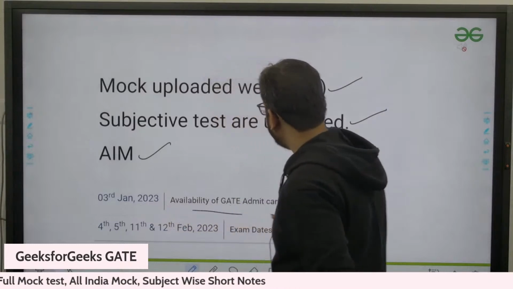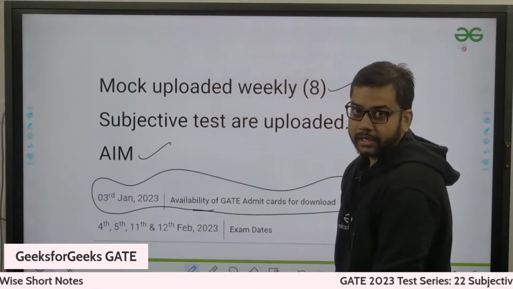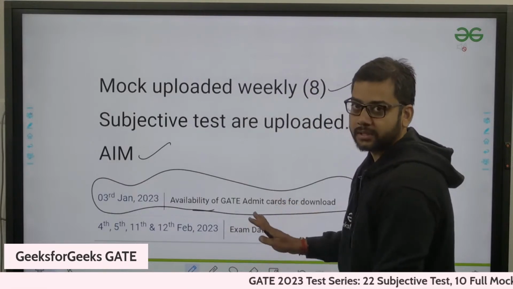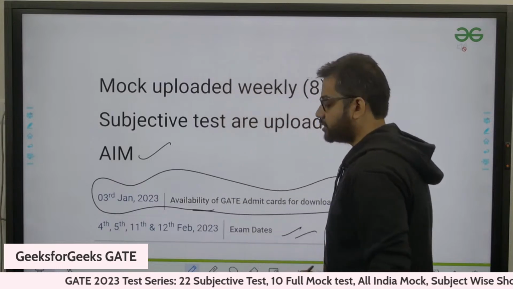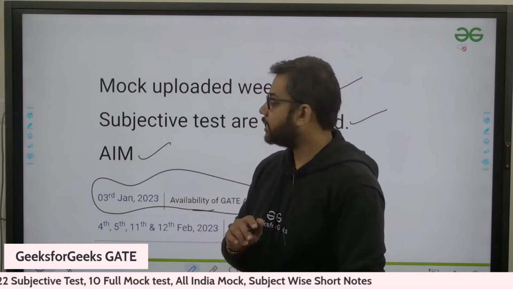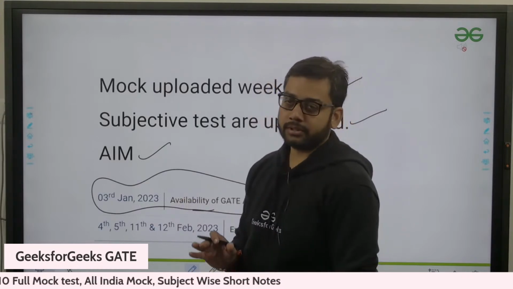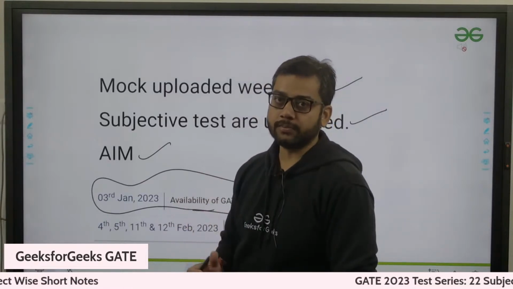This is the availability of the GATE admit card. You all know 3rd of January. So I think from now onwards only one month is left. Next, the 4th, 5th, and 11th, 12th are your examination dates. So just don't worry about the examination. We still have 60 days, and in 60 days, I am 100% sure there is no doubt that you will not be able to understand, or will not be able to score good marks or a good rank in the GATE examination.